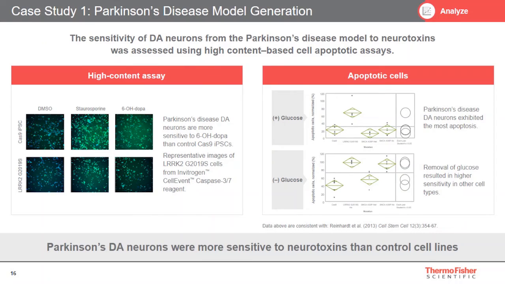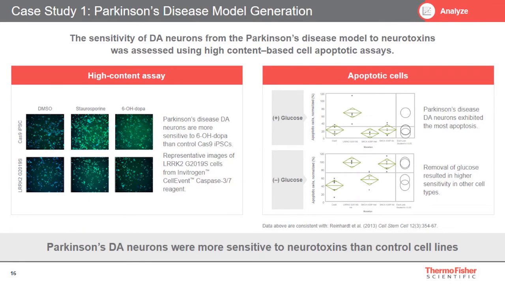So in order to model the disease, we looked at apoptosis and sensitivity of the differentiated cells to toxins and neurotoxins. And 6-hydroxydopamine is one such neurotoxin that's specifically taken up by dopaminergic neurons. Now, using our Caspase-3/7 high-content imaging assay, we asked how the control or mutant dopaminergic neurons responded to this neurotoxin. And in this experiment, staurosporine, which is a potent non-selective apoptotic agent, was also used to set a reference baseline for overall cell death in both the control and mutant lines.